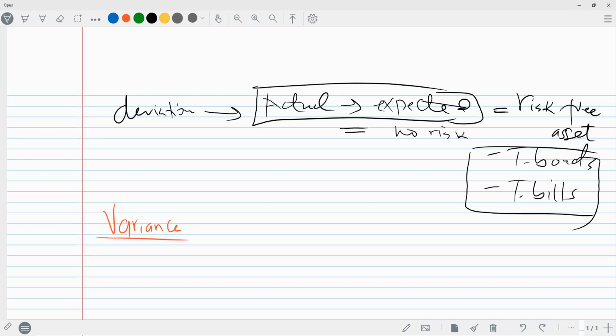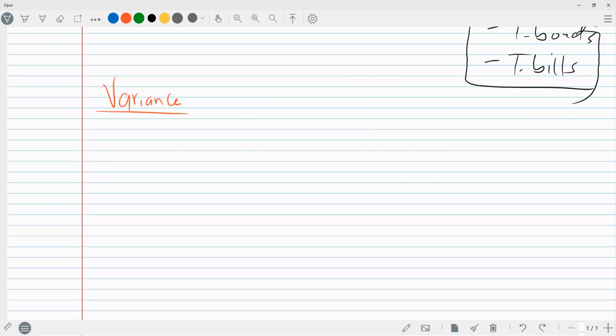Now, variance, mathematically, we can define as the deviation from the return that we are expecting. The deviation of the actual return from what we were expecting, squared, is what we call variance. So variance, essentially, we can define as the sum of deviation squared.